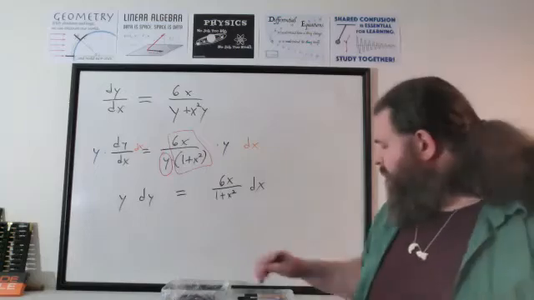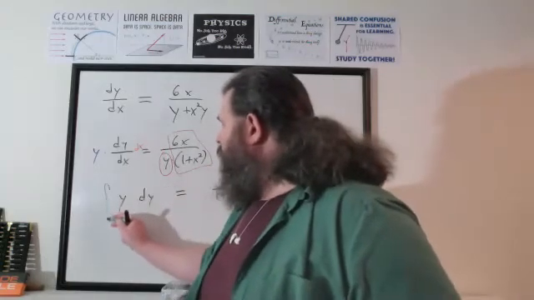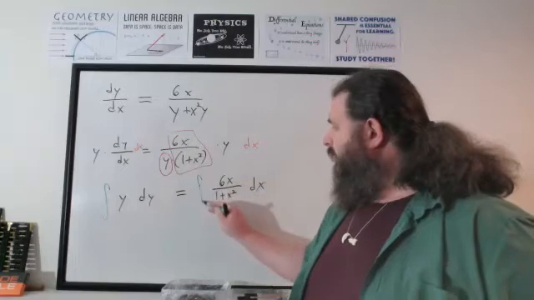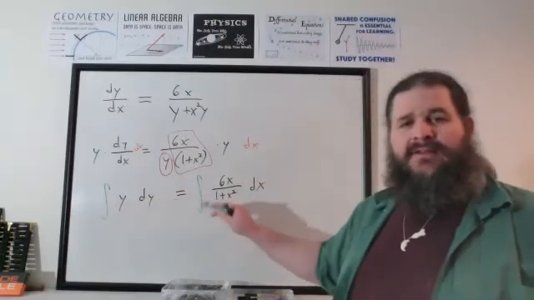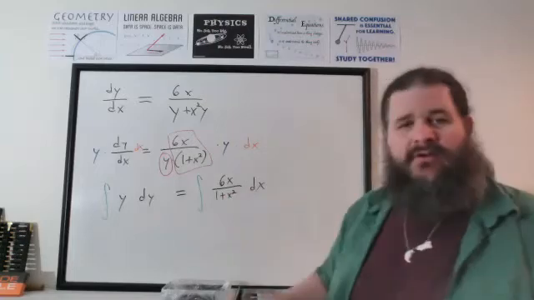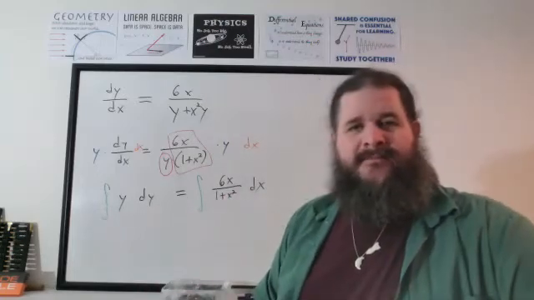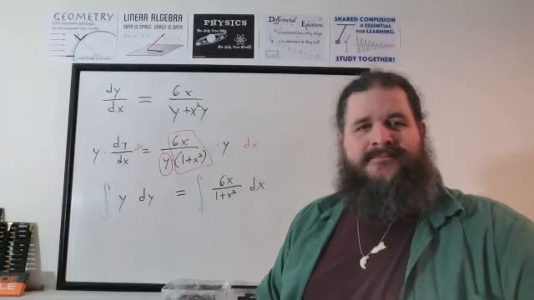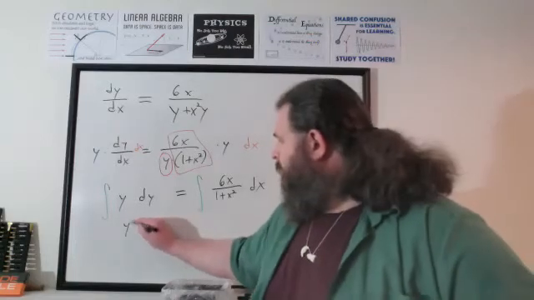Integrate. Yeah, at this point, we can actually attach an integral sign to both sides and say that we are integrating the left side with respect to y and integrating the right side with respect to x because of the dy and the dx that are already there. Integral of y dy would be what? Y squared divided by 2.